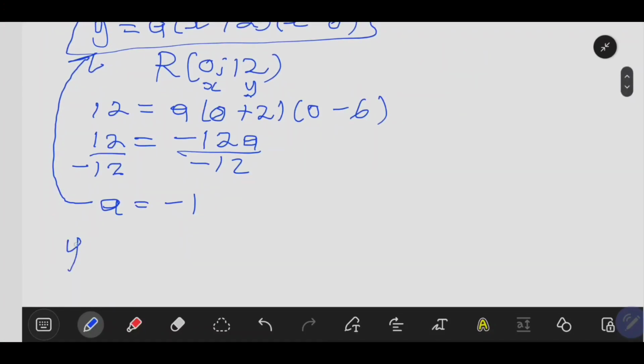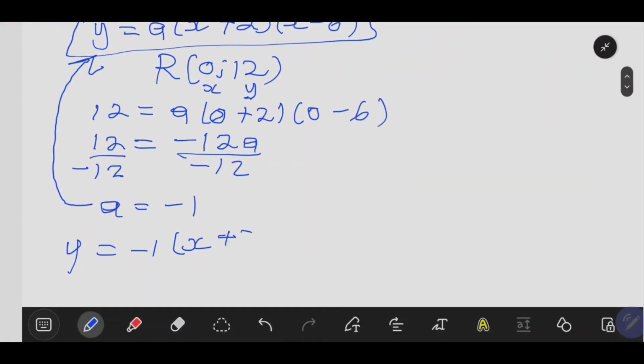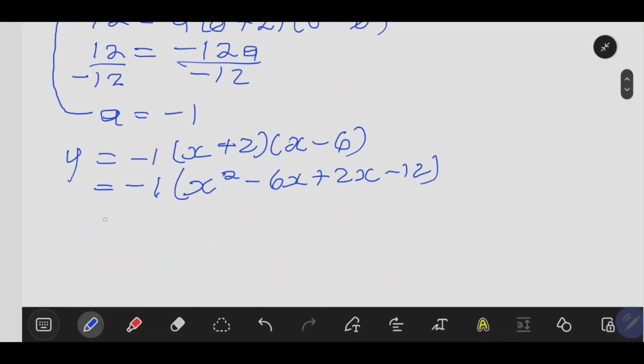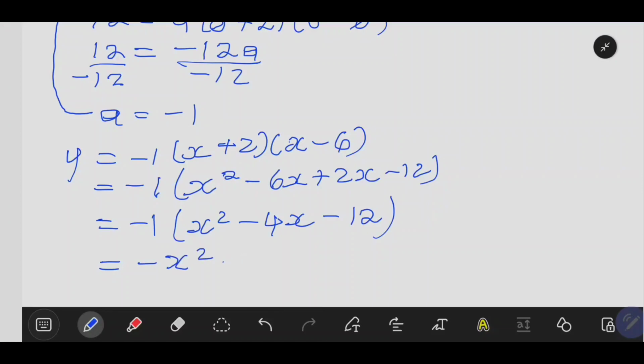Then it means you are having y is equals to minus 1 into x plus 2, then x minus 6. Then we're having negative 1. We can multiply the bracket out. We're having x squared minus 6x plus 2x minus 12. And then we can add the like terms inside the brackets, and then we're having x squared minus 4x minus 12. Then we can multiply by this negative. We're going to have negative x squared plus 4x plus 12.